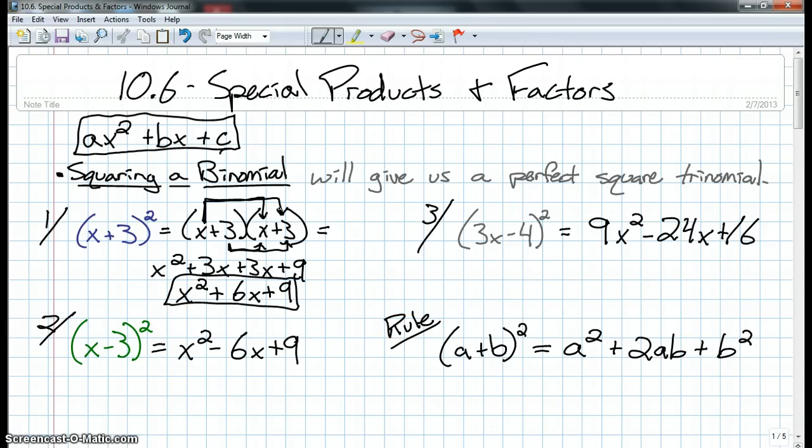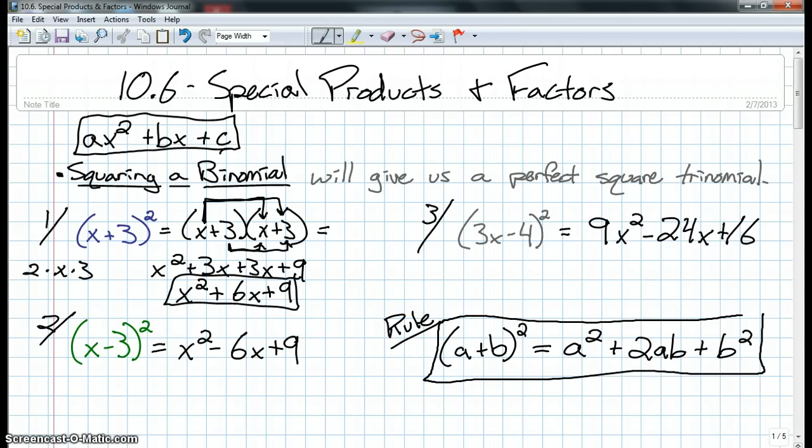And you might have noticed that with some of these. For example, the first example, you square this, that's where we got the x squared. 2 times x times 3 would give us a 6x, that's where that came from, and then you square the last one for right here. Same thing with all of these other examples. This rule right here is a general rule for any time you square a binomial.